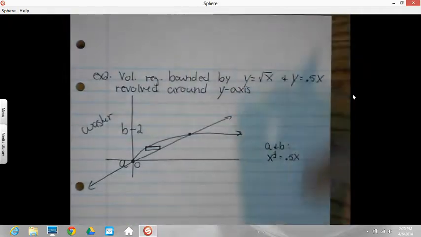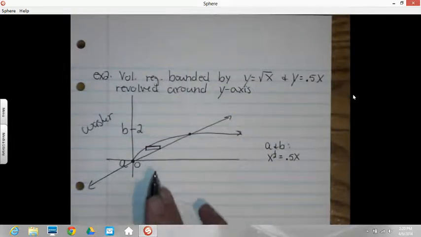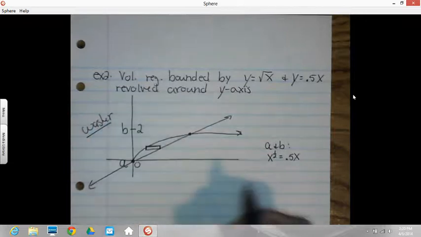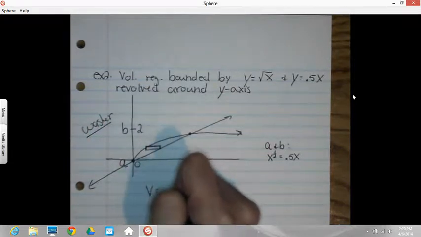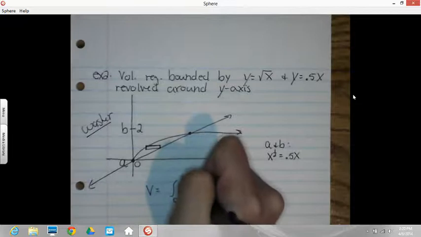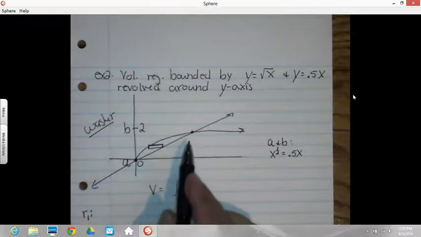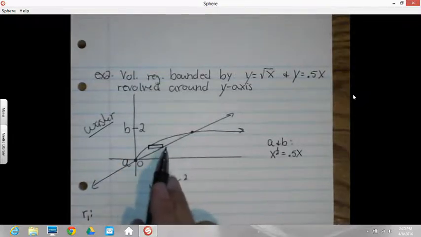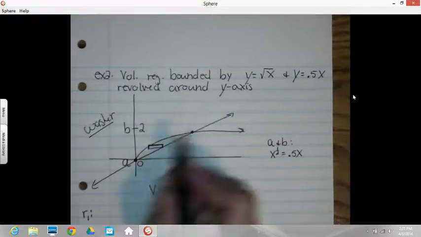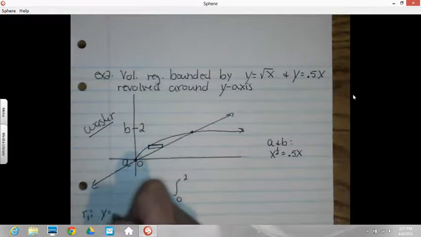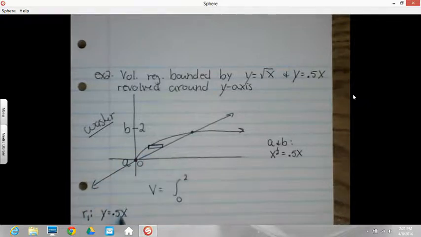Okay, so now we're going to set up the washer formula. So the volume is the integral from 0 to 2. Oh, I need my R1. R1 is given by the right function. We're doing right minus left. That's the linear function. So R1 is y equals 0.5x. I don't want to put 0.5x in here because remember I've got y values here. I'm going to have a dy on the end.